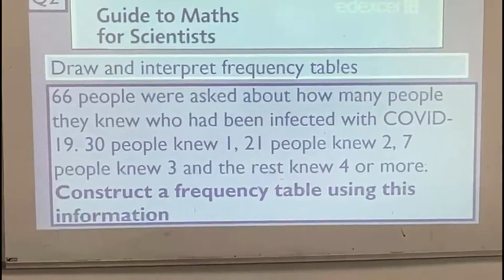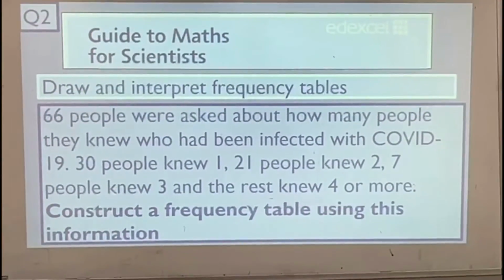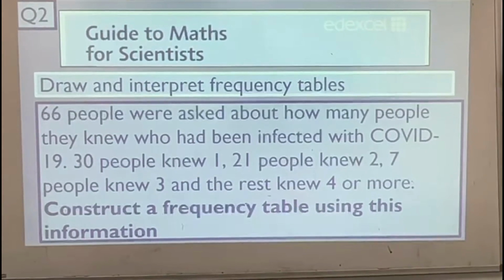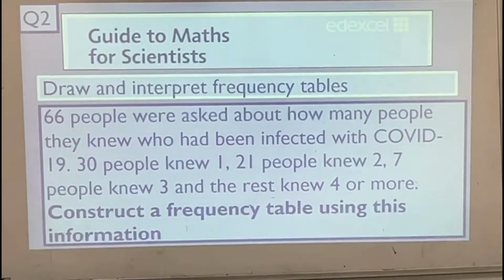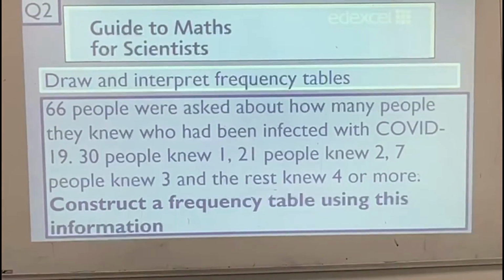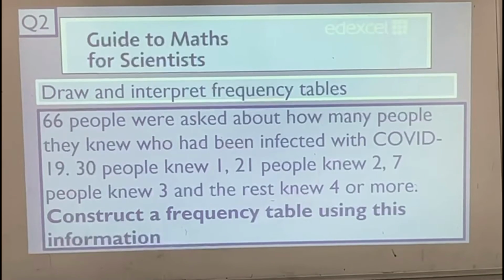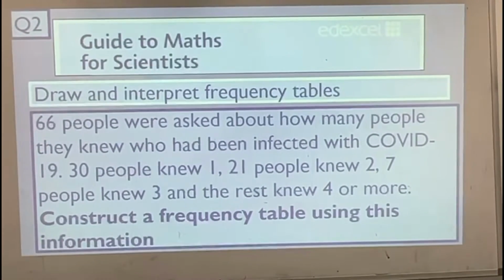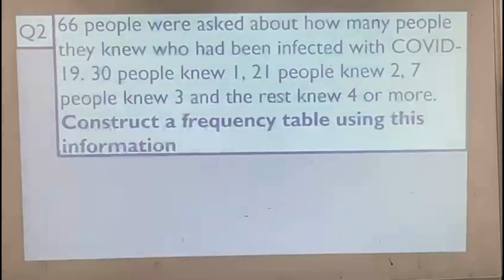Now what I'd like you to do is have a go at this exam question based on frequency tables. So 66 people were asked about how many people they knew who had been infected with COVID-19. 30 people knew 1, 21 people knew 2, 7 people knew 3, and the rest knew 4 or more. Construct a frequency table using this information.